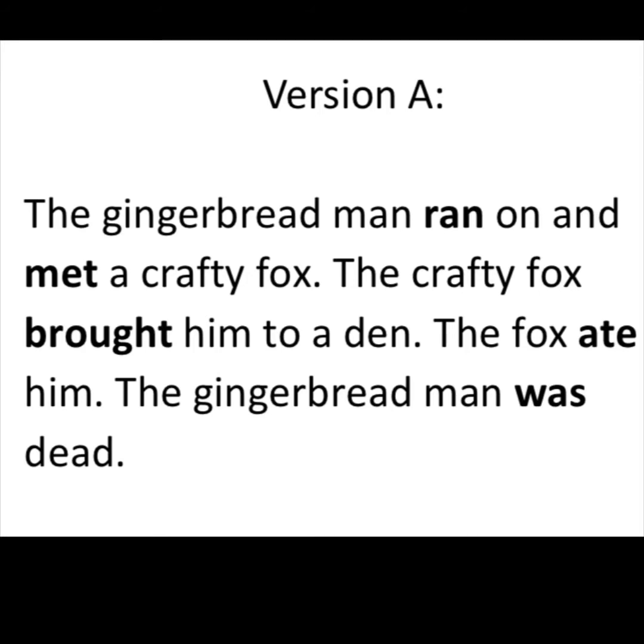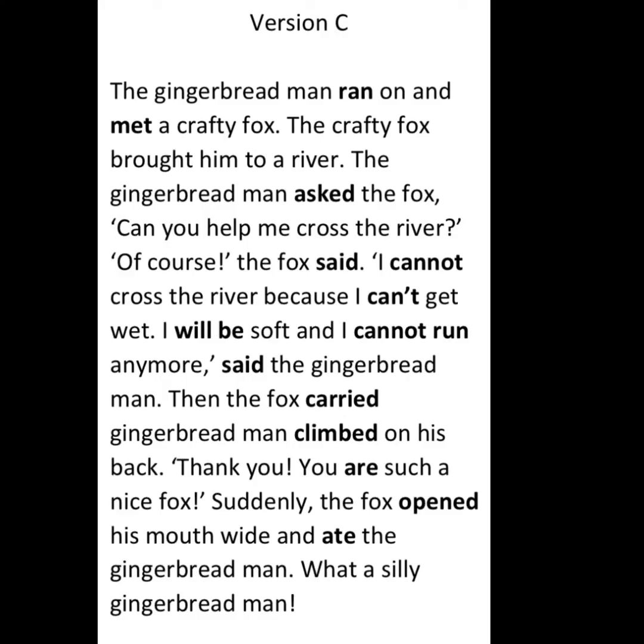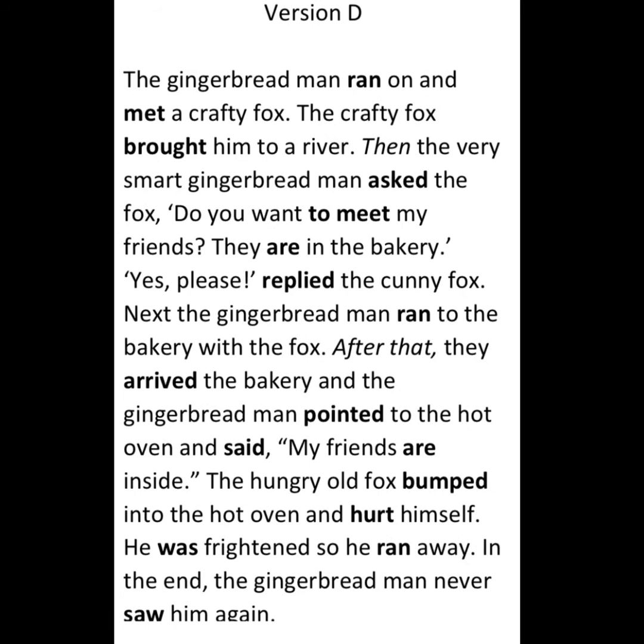For example, version A is very straightforward and is very simple. Version B is a bit more elaborated with more details. Version C is logical, very elaborated, with features like dialogues used to help portray the story development. Version D is also very elaborated, with dialogues to help portray the story. And the difference between version D and C is that D is very different from the original ending, while C is more similar to the original ending.